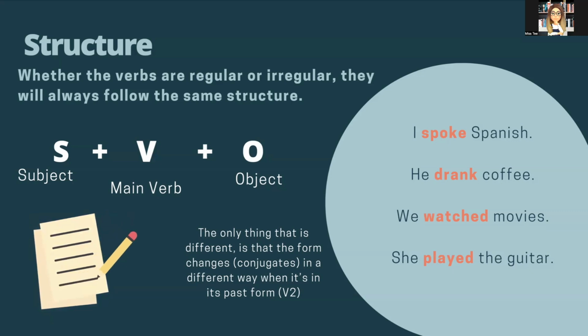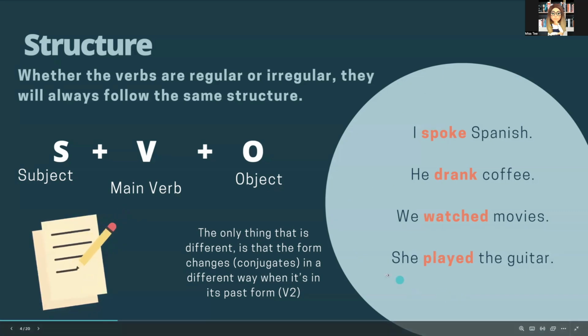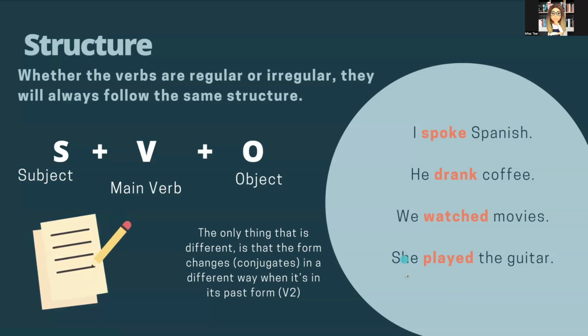So in these examples, we have 4 examples here. And in these examples, we have 2 irregular verbs and then 2 regular verbs. So we'll actually start from the bottom. She played the guitar. So in this case, we have subject, verb, object, and we have play, the verb, and it's a regular verb because we just add the ed. That's the simple rule. We always add the ed, so it's regular.